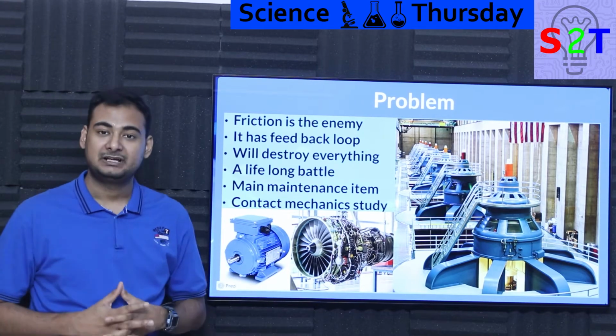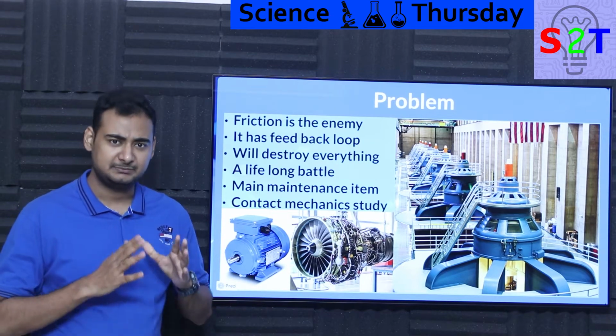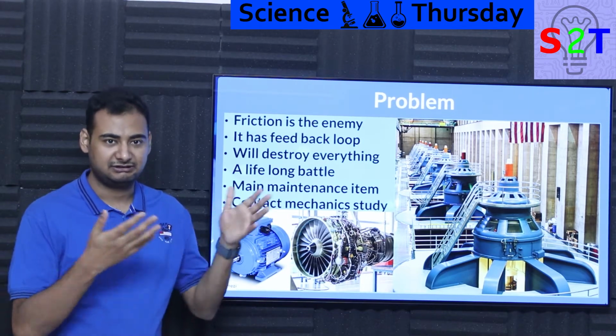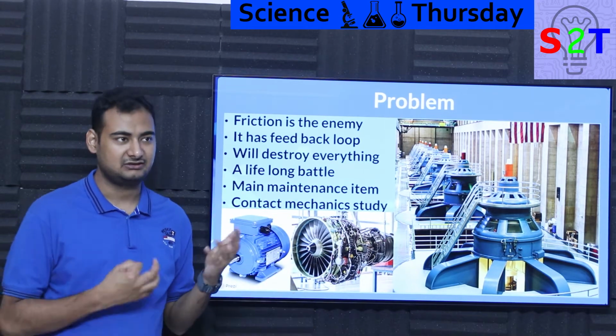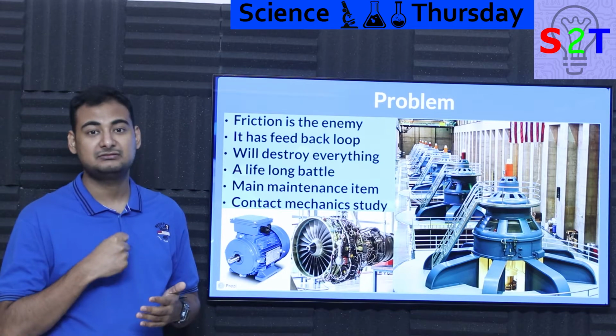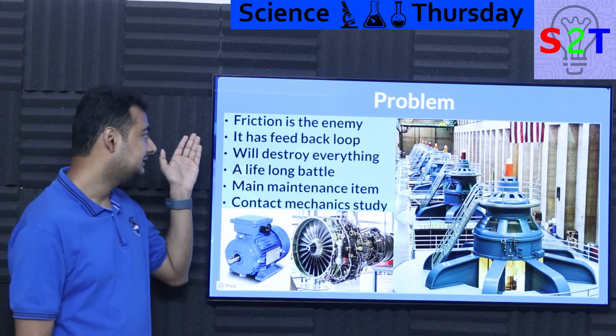So what does that mean? Now friction can destroy anything. Now that's an okay kind of issue. Like you build a boat, the sea can destroy it. You build a windmill, wind can destroy it. Almost everything can destroy it. What makes friction very problematic is it has a feedback loop.